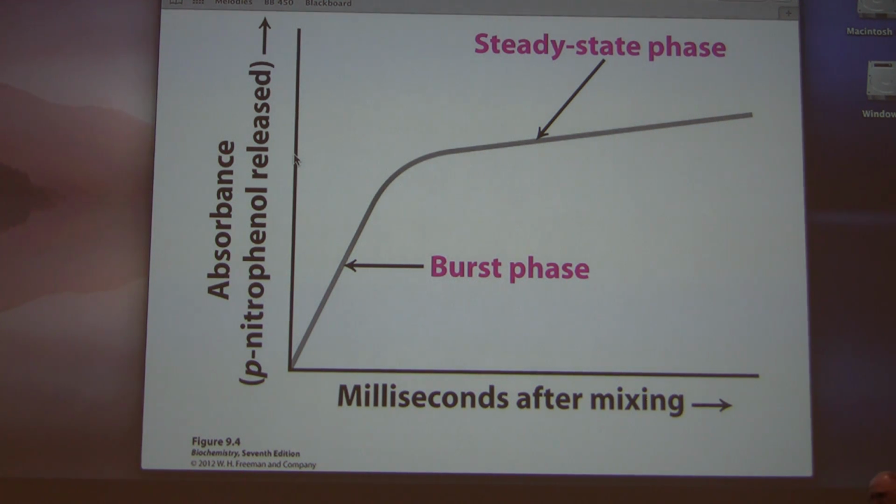Now I'm going to show you the steps of the mechanism in a minute, so that you can see in more detail what I'm talking about. Everybody understand there's two steps to this process? Yes, question?